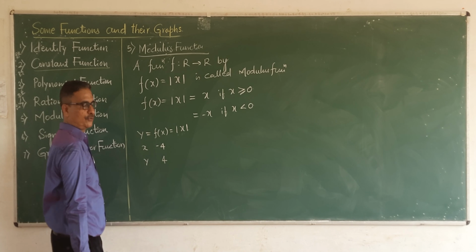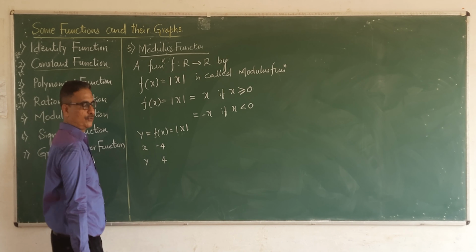Put x equal to 3. Modulus of 3 is 3 itself. Put x is 4. Modulus of 4 is 4. So you know the definition of modulus function. Mod x is equal to plus x if x is more than 0. Mod x is equal to minus x if x is less than 0.